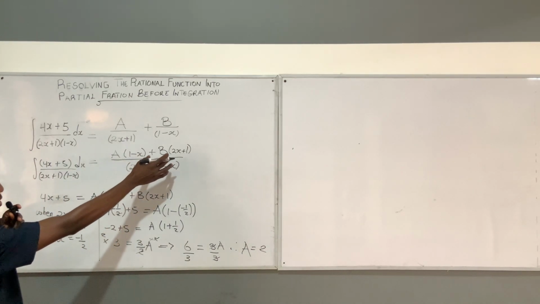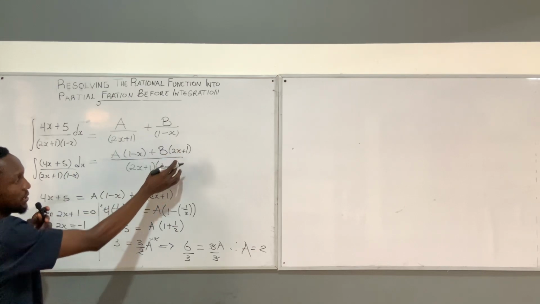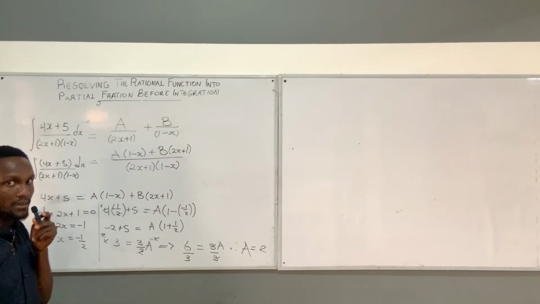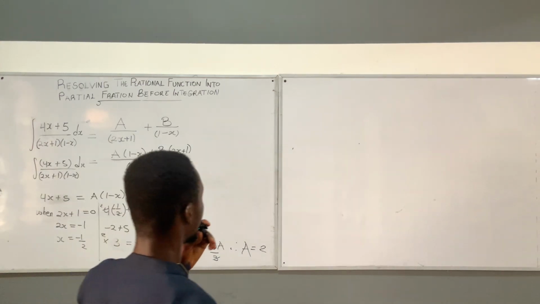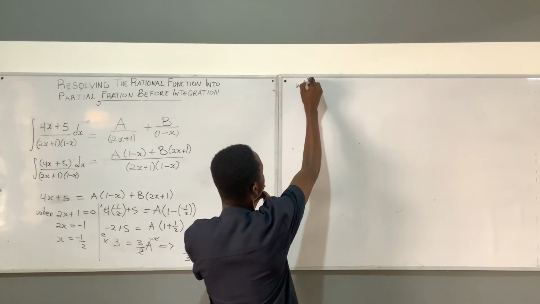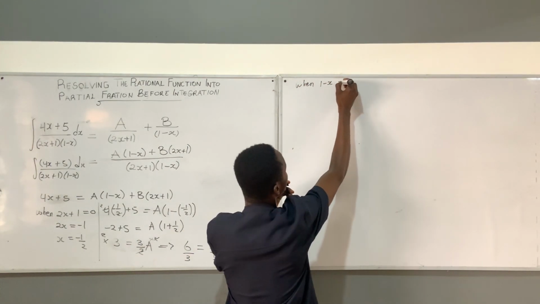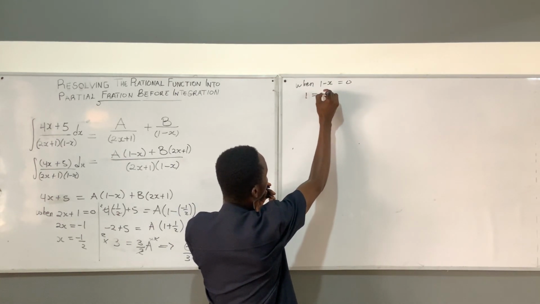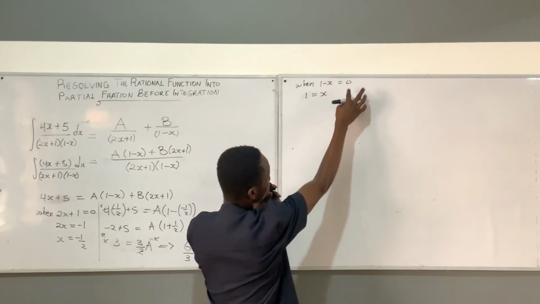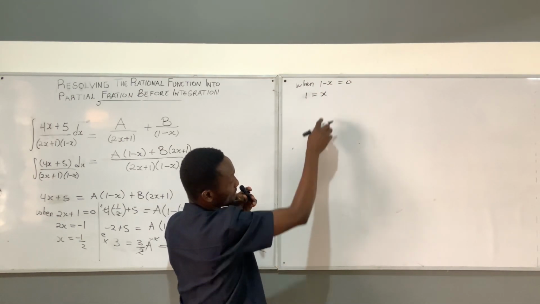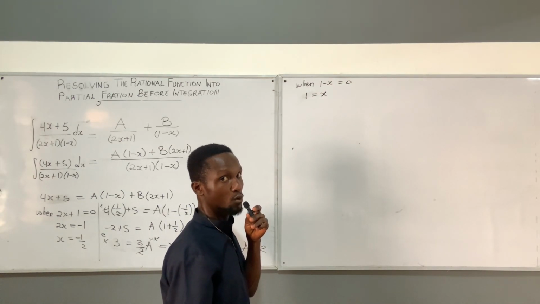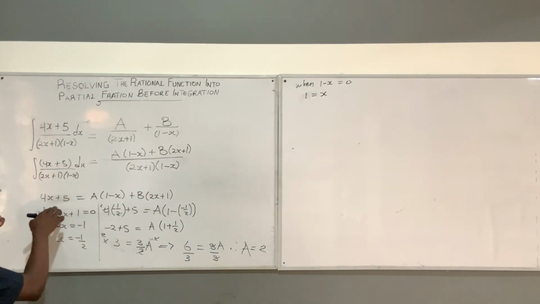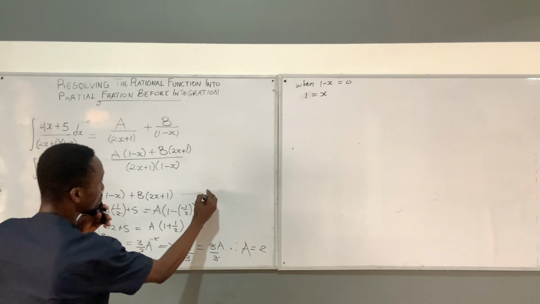Now, let's cover a and find the value of b. To do that, the bracket 1 minus x should be equal to 0. Now, we say that when 1 minus x equals 0, what do we have? Then we have 1 equal to x, which is the same as x equal to what? 1. So wherever we see x in the function we have here, let me label this equation 1.